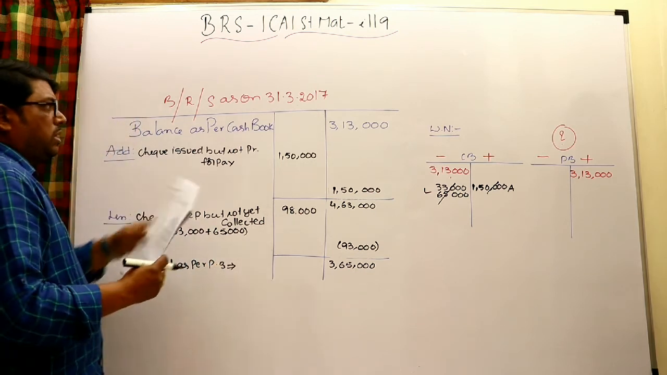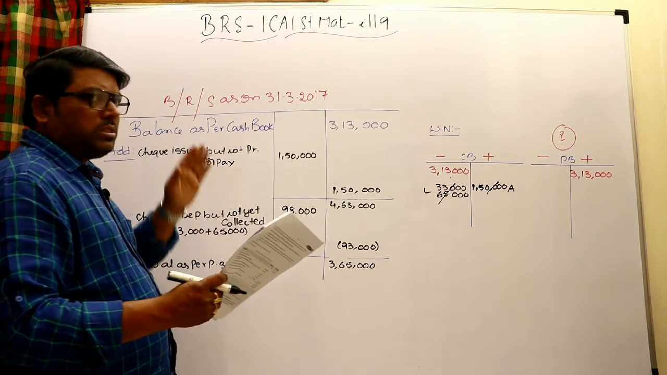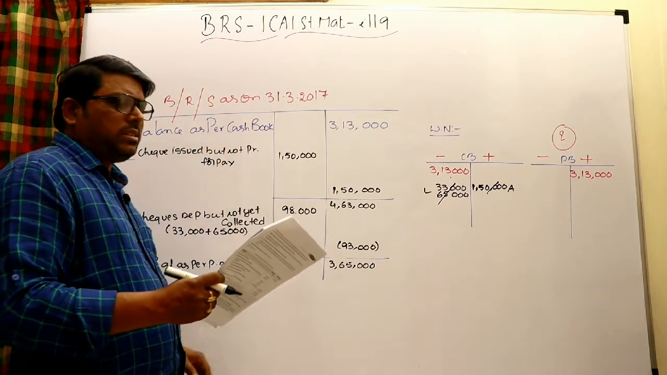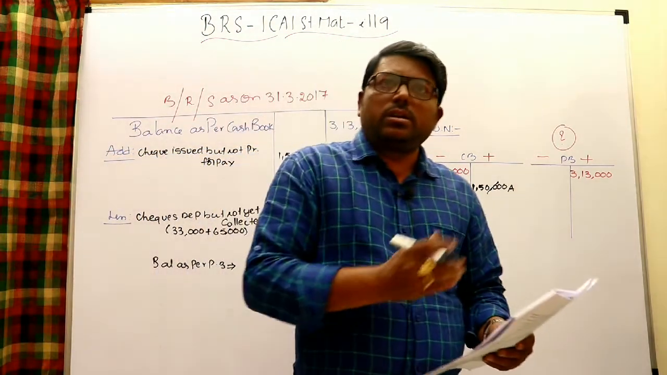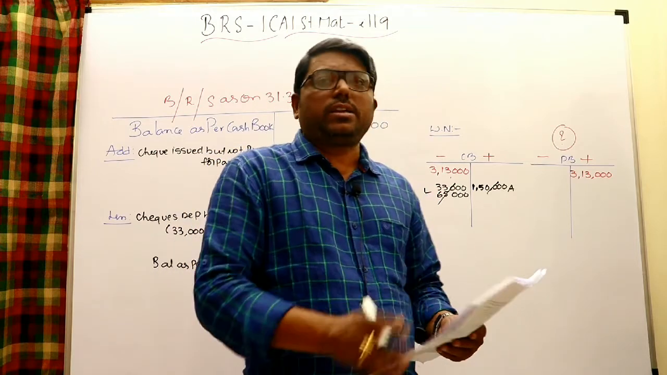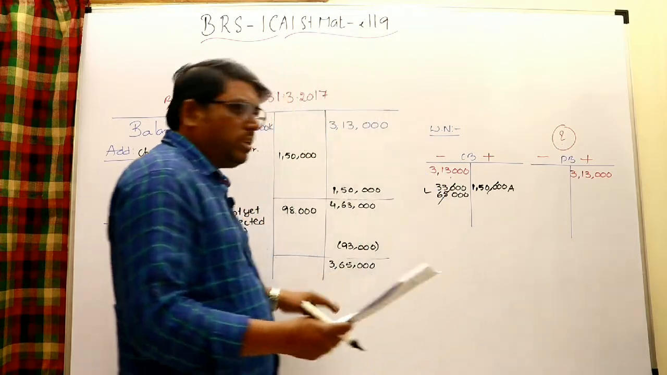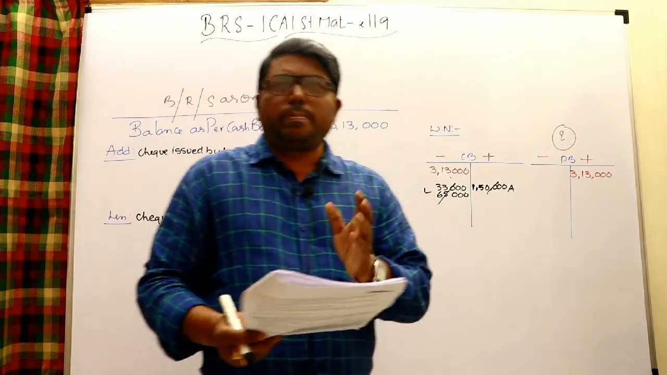So we started with our cash book 3,13,000 rupees which was given. We traveled towards the passbook and we reached the passbook balance 3,65,000. You can also cross check that the passbook is given and the balance on 31st March or April 1st is given as 3,65,000. This is also 3,65,000. That's all. We started with the cash book and we reached the passbook.